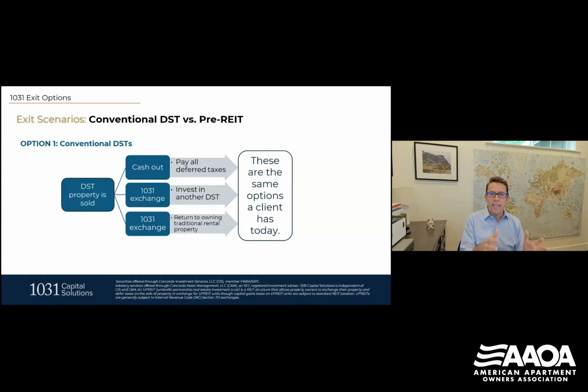Essentially, in a conventional DST, when the DST property is sold 6 to 8 years from now, your exit options are no different than what you have today on your existing rental property.